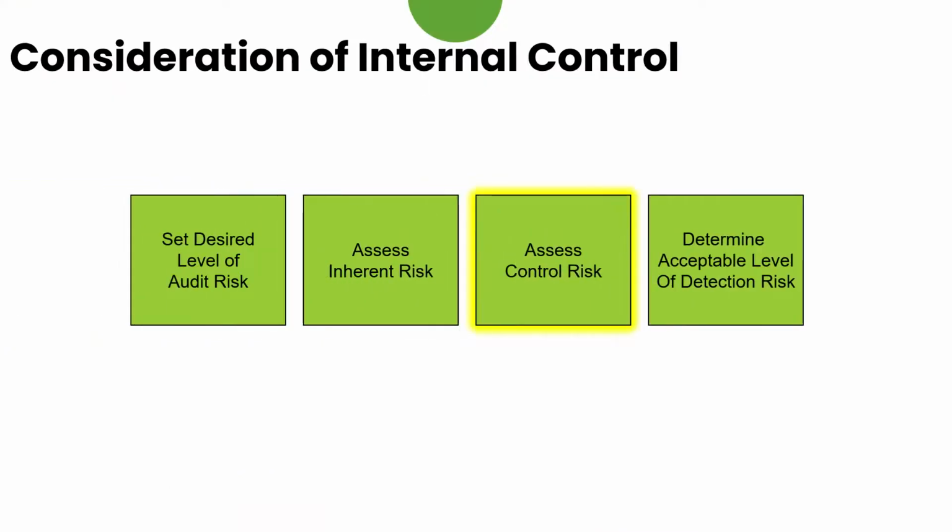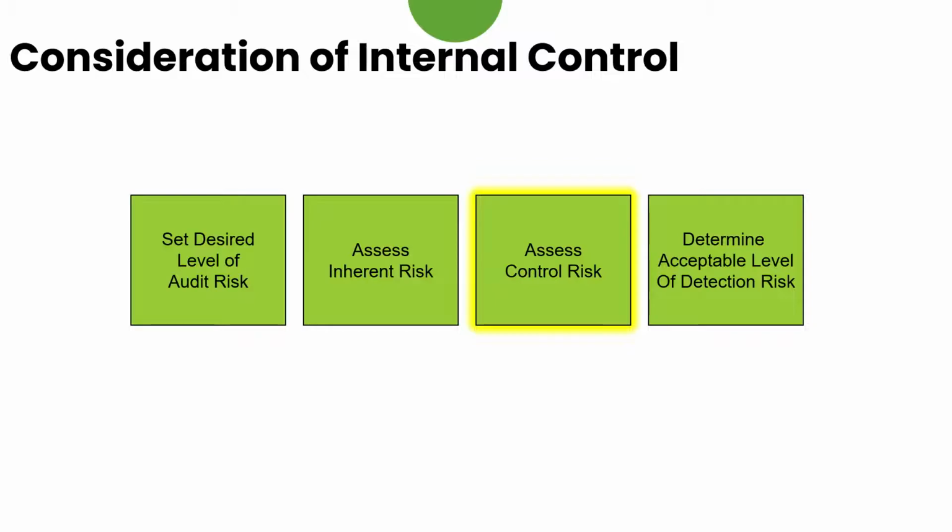Well, you might remember our audit risk model. We presented this one even as early as the first installment of our lecture series. We said we have to set the desired level or the acceptable level of audit risk, and then we need to assess inherent risk, to assess control risk, and eventually determine what is our acceptable level of detection risk, which will drive the nature, timing, and extent of our substantive testing.